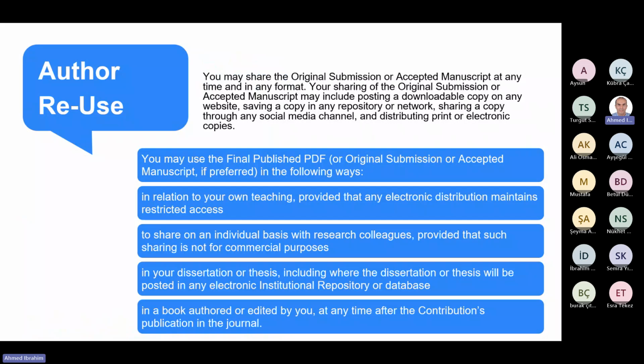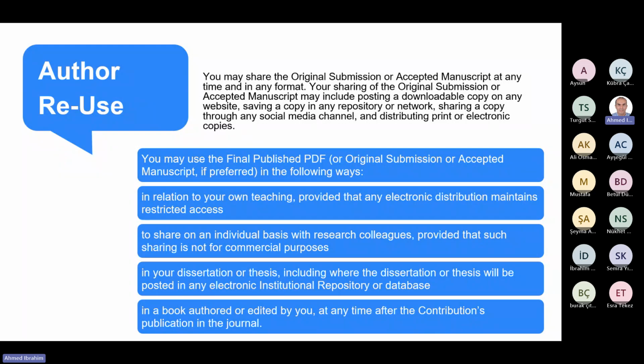The author use is how you can use your article after submitting it. You can share the original submission or the accepted manuscript at any time, in any format, whether it is a traditional subscription or fully open access. And according to some agreements, which is CC, you have some reuse rights.